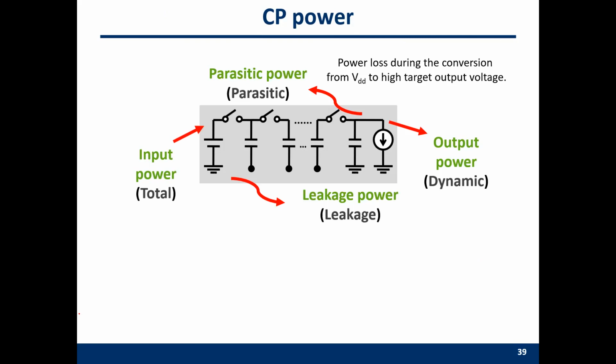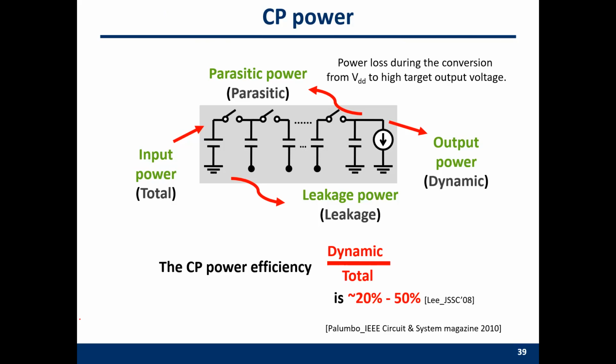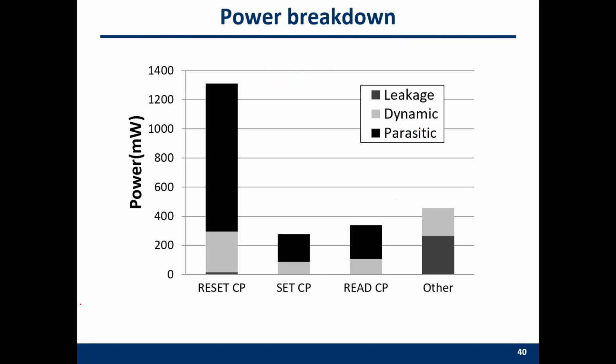The difference is actually the power overhead consumed by the pump itself. In order to elevate the target voltage, the pump itself needs to consume some power. Unfortunately, the power consumed by the pump itself is much larger than the output power. If I use the dynamic power divided by the total power, the power efficiency is actually only 50%. So in the best case, 50% of the power is consumed by the pump itself. Then this is a problem.